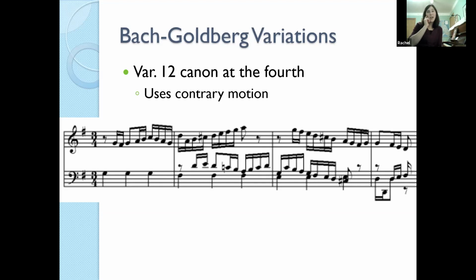Okay, what's happening with this one is that it's actually using contrary motion. Okay, so it's still imitation, it's still a canon, but it's contrary motion. So what's happening is where the leader goes down, the follower goes up. Okay, the leader goes down by half step, the follower goes up. It's actually by a whole step in this case, but that works with the key setting that we're in. Okay, let me just play.